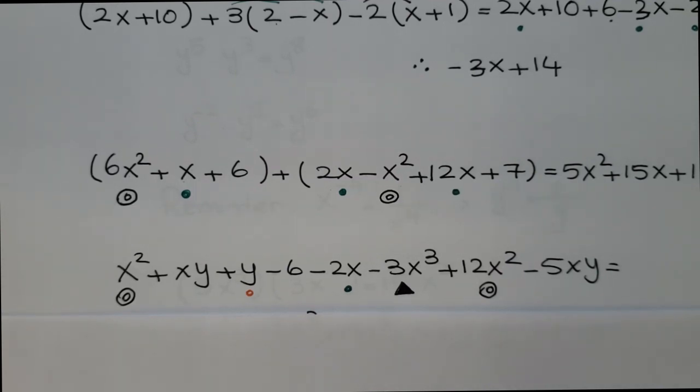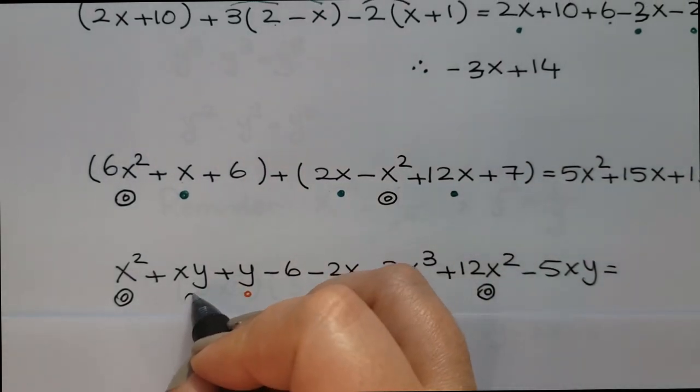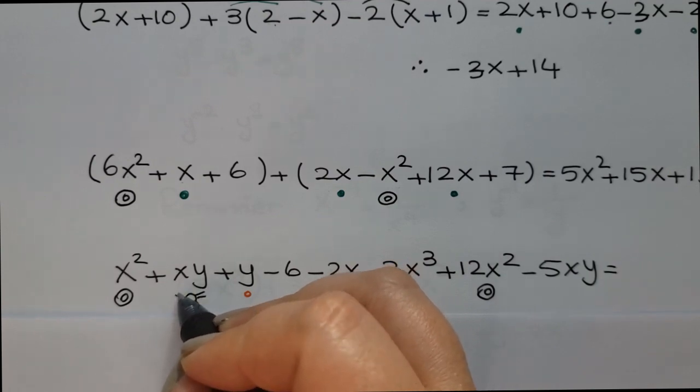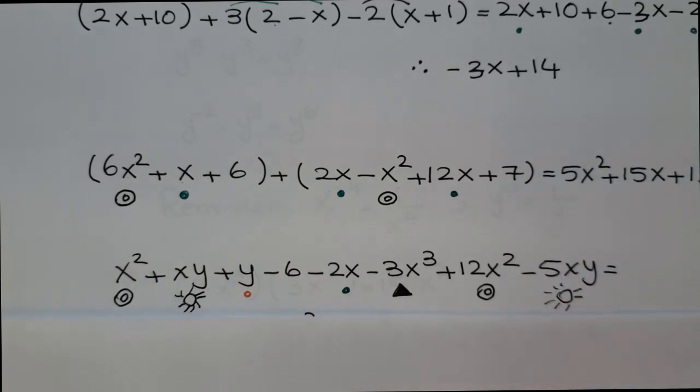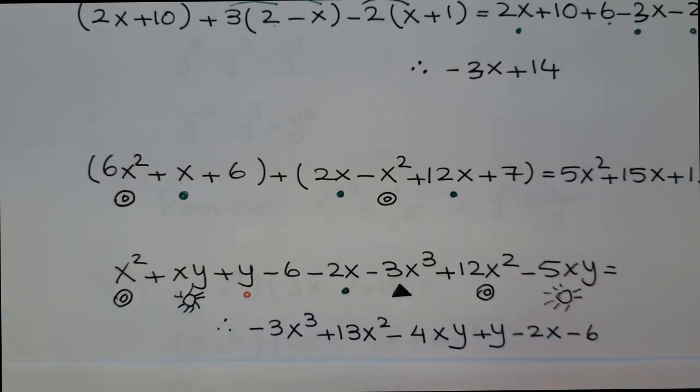It doesn't mean apple orange. It could be, let's say, the sun. Yeah, let's call it the sun. So something totally different. So now let's add or subtract the like terms.